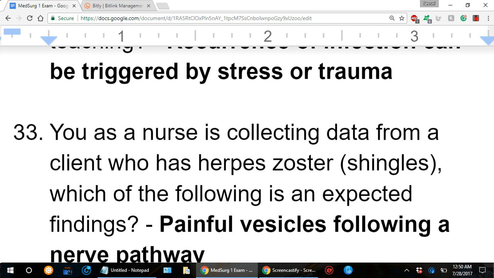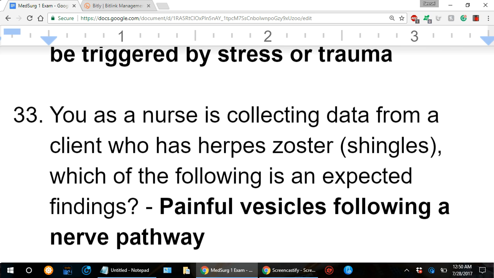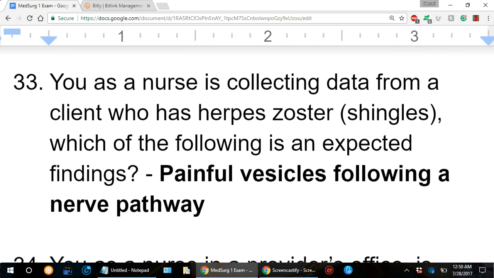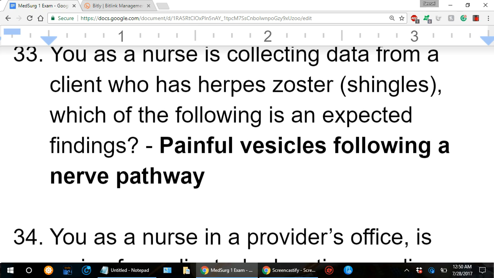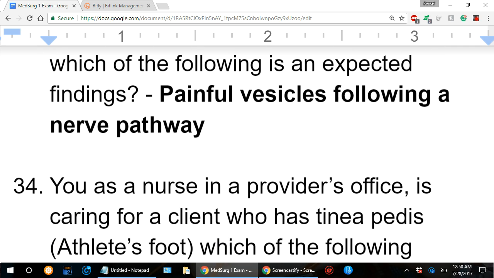You, as a nurse, are collecting data from a client who has herpes zoster or shingles. Which of the following is an unexpected finding? The answer is painful vesicles following a nerve pathway.